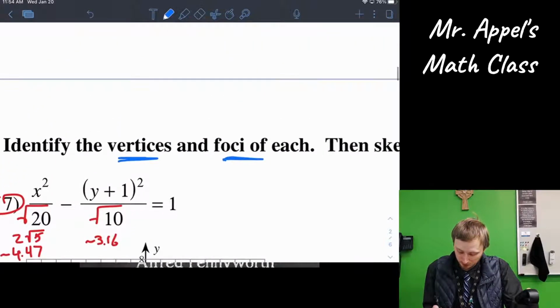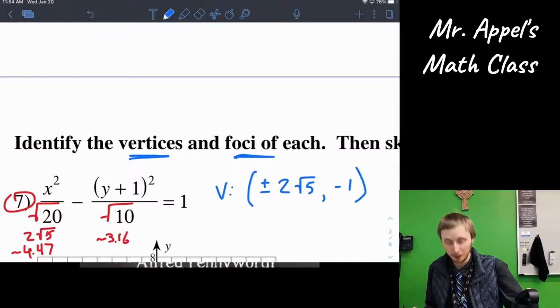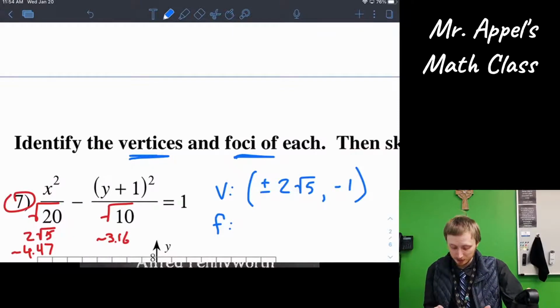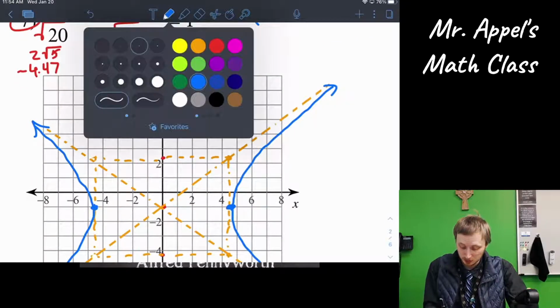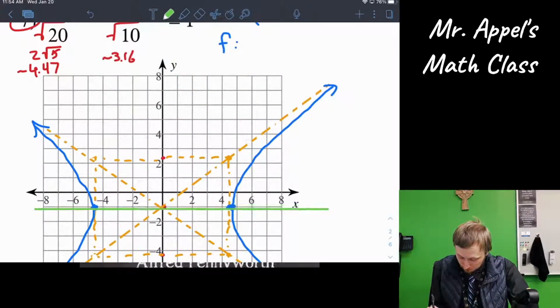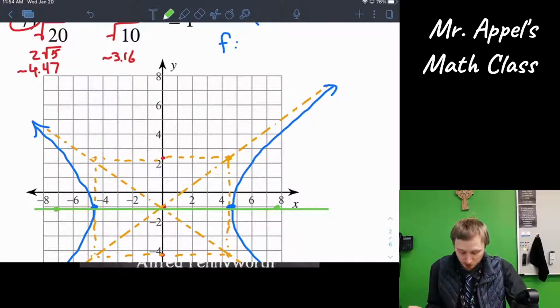Okay, so the vertices are at positive and negative 2 root 5, comma, negative 1. Okay? How about the foci? The foci are still going to be at y negative 1. They're still on that transverse axis here. And they're going to be somewhere there.